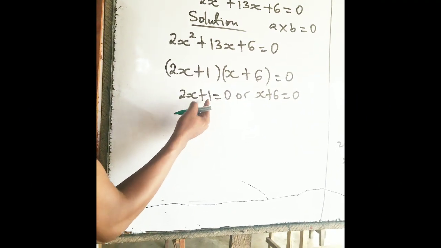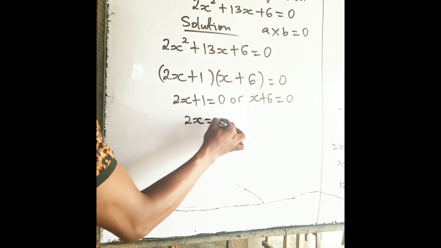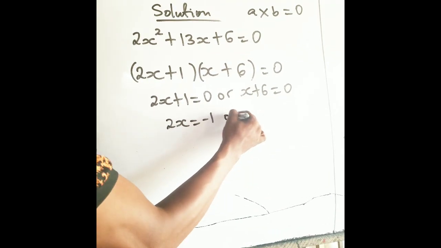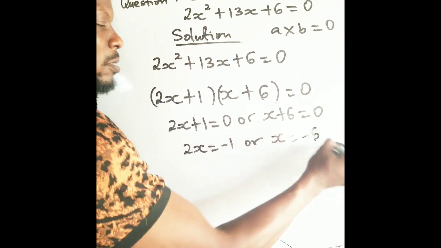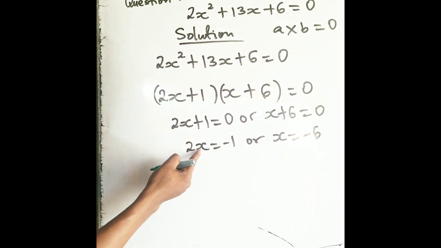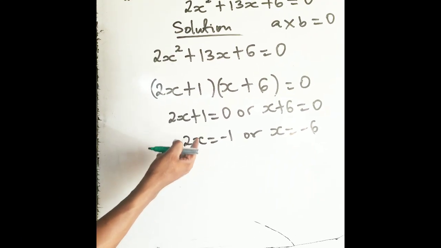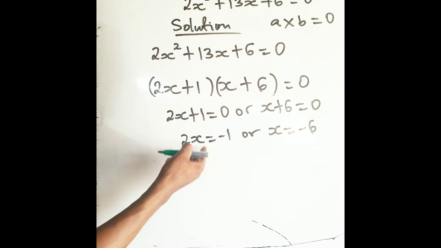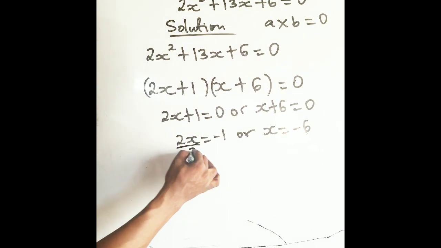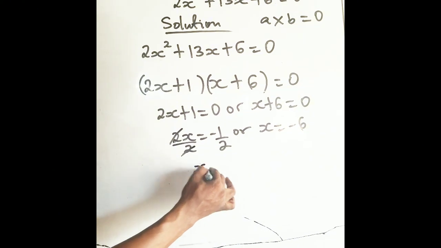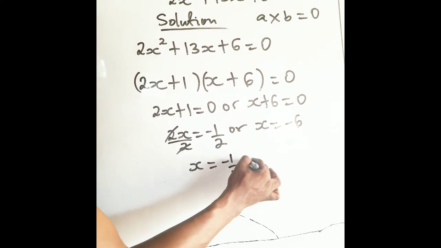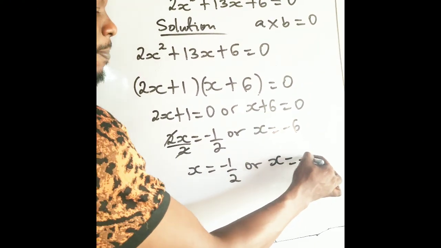First, we subtract 1 from both sides, and that gives us 2x equal minus 1. Or we subtract 6 from both sides, x equal minus 6. We want x to stand alone, to be the subject of the formula, because that is what we are solving for. We are going to divide both sides by 2 here. 2 cancels out 2. x equal minus 1 over 2, or x equal minus 6.